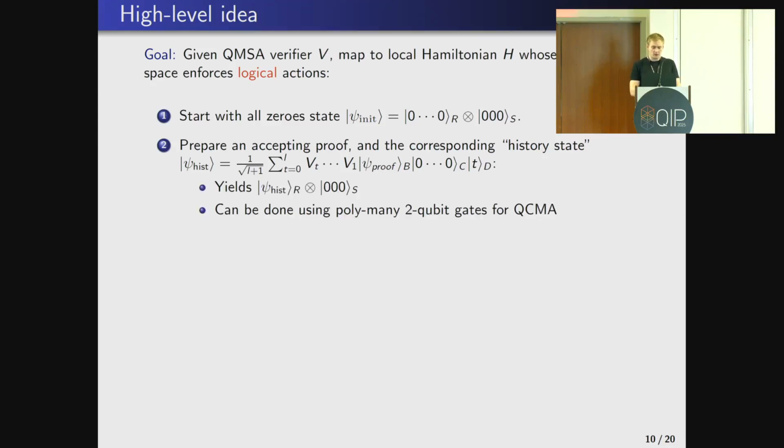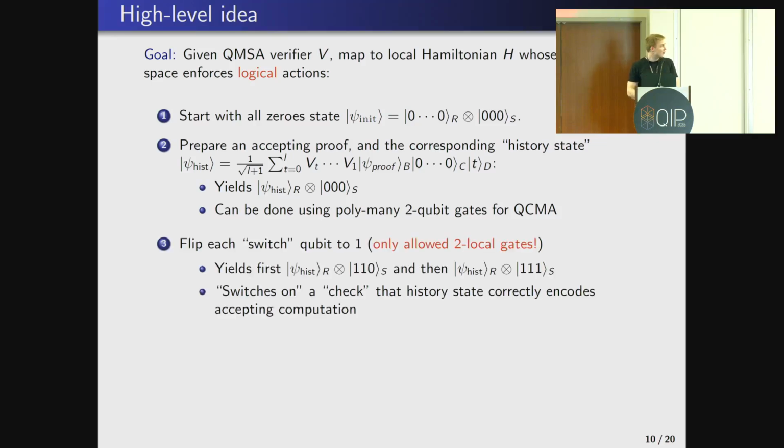After preparing this history state, and this can be done in polynomial steps, this would give us on the register R the history state times 3 zeros in the switch register. Now we can switch on the register S. That means we first flip 2 of the zeros to 1s. Since we prepared a correct history state with an accepting proof, this is a valid state. We can flip the last qubit to 1. This gives us the history state times 3 1s. And now we can just uncompute everything we did on the register R and get the desired final state.